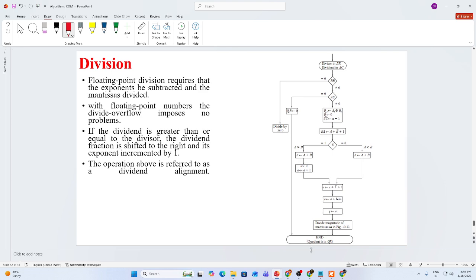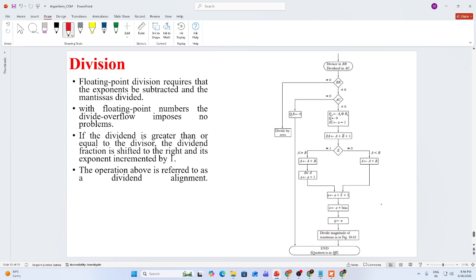Now see here. First of all, the numerator, the dividend, is in the AC, and the divisor is in the BR. I am trying to perform AC by BR. So definitely if BR equal to 0, what is the meaning? There is a divide by zero overflow. Just raise an exception and end the algorithm. But if BR is not equal to 0, just proceed with the algorithm.